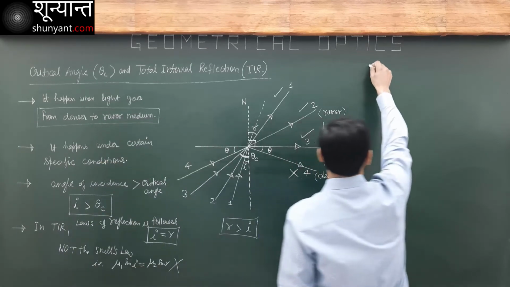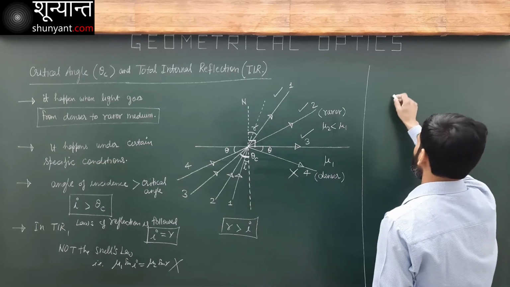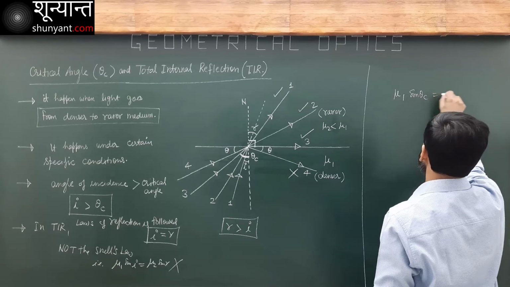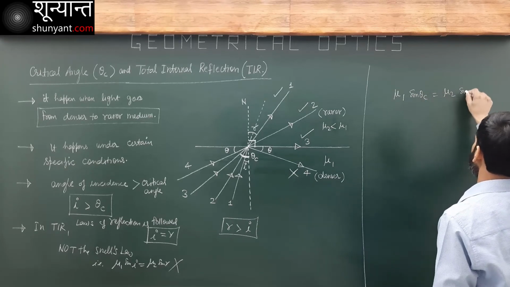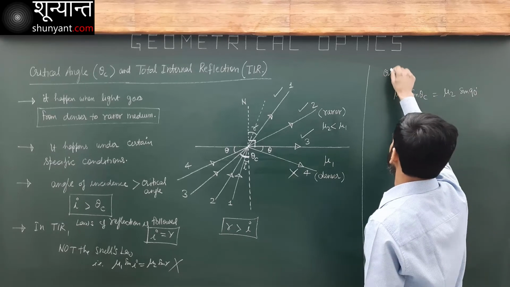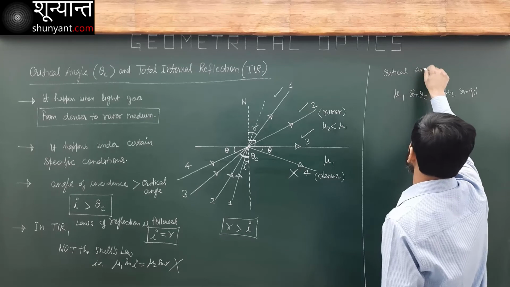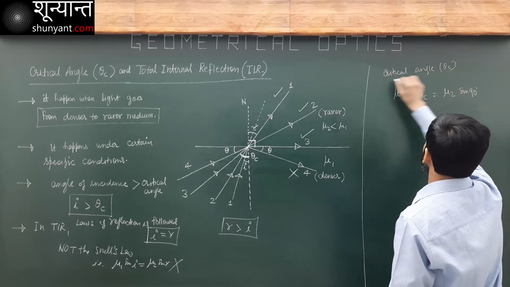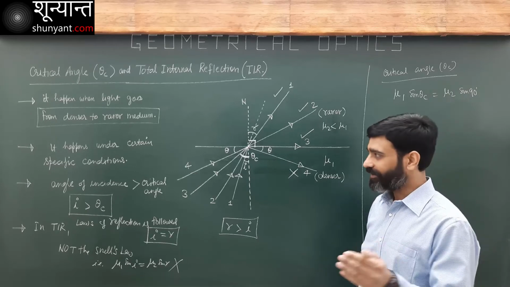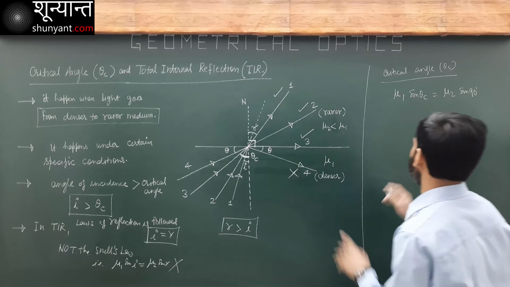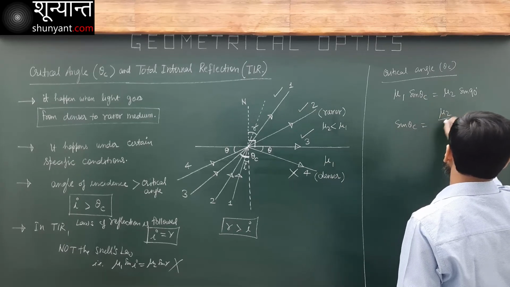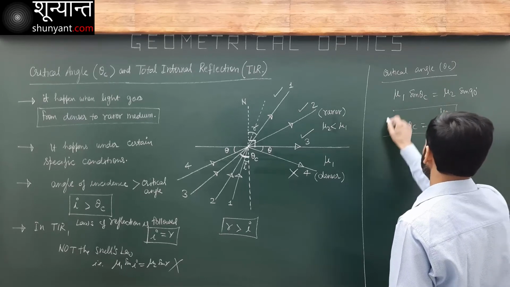So now, how to find critical angle? Mu1 sine theta c is going to be equal to mu2 sine 90. Theta c is the angle in the denser medium corresponding to which angle in the rarer medium becomes 90 degree. That is critical angle. So sin theta c is equal to mu2 over mu1.